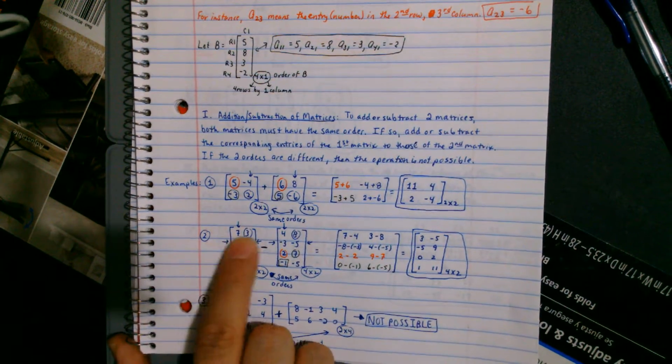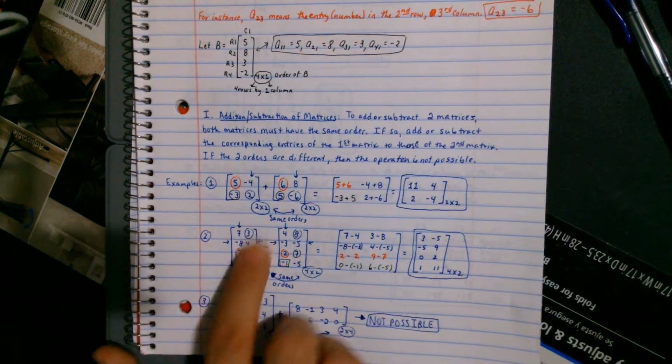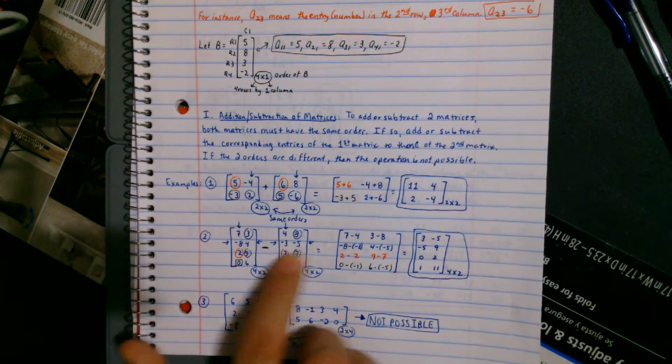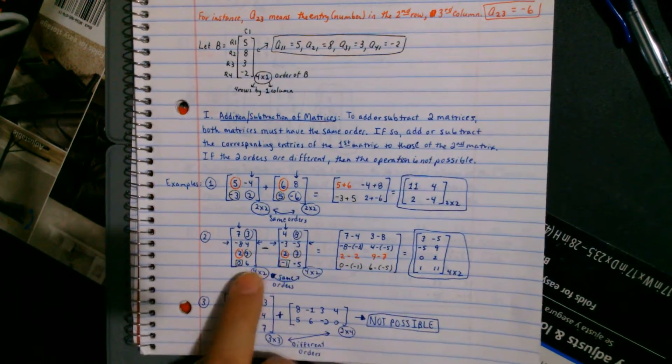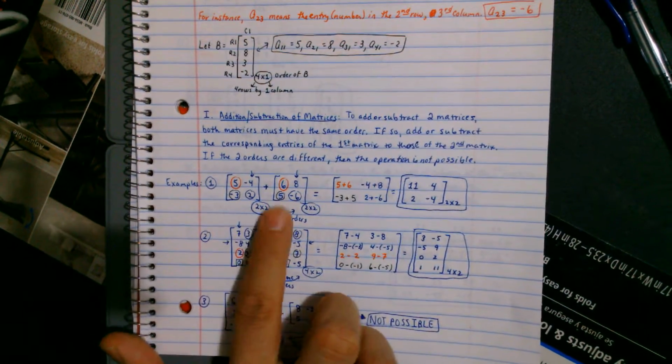So now this one has 4 rows and 2 columns. The second matrix has 4 rows and 2 columns. So you can do this. You can subtract or add. Here as well, you can subtract or add.